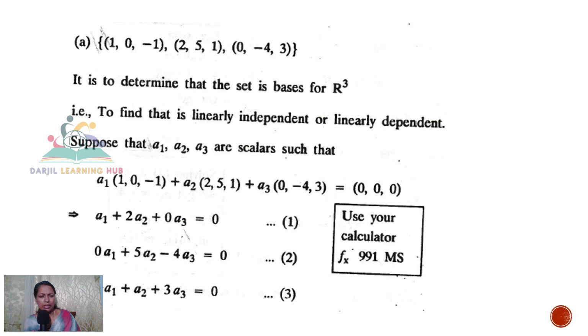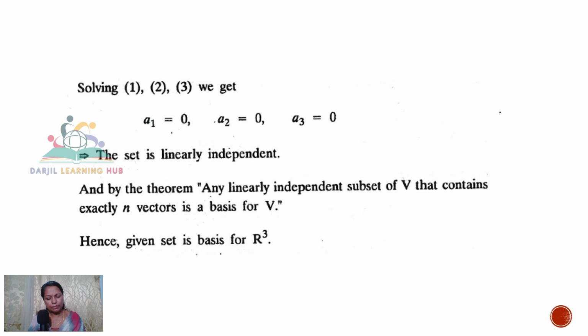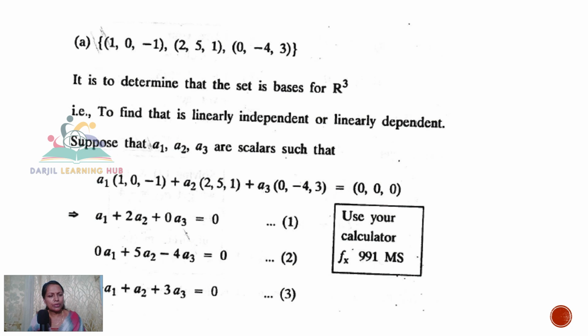Here let us check linear independence. We choose 3 scalars a1, a2, a3 and find the linear combination a1 into the first vector plus a2 into the second vector plus a3 into the third vector, equal to (0, 0, 0). So a1 into the first vector is (a1, 0, minus a1), plus 2a2, 5a2, a2 from the second, plus 0 into a3 is 0, minus 4a3, 3a3 from the third, equal to (0, 0, 0). Just multiply with each entry.